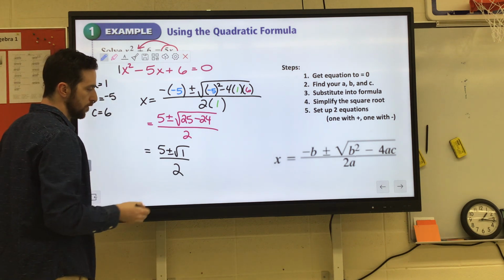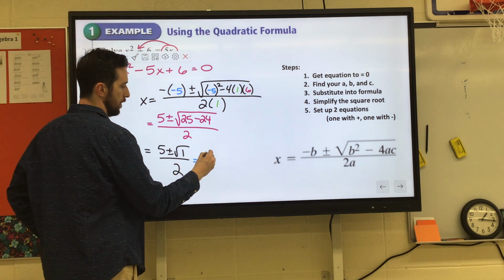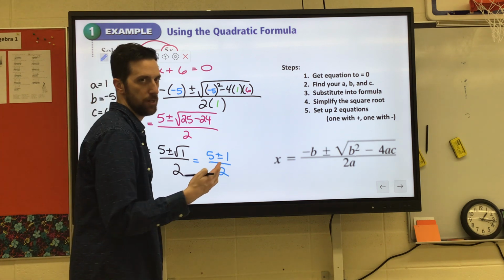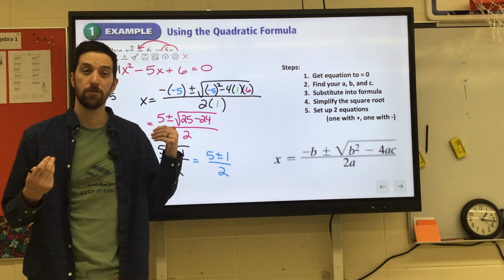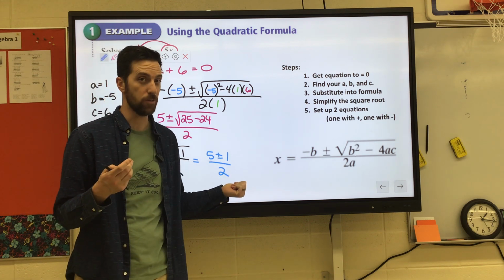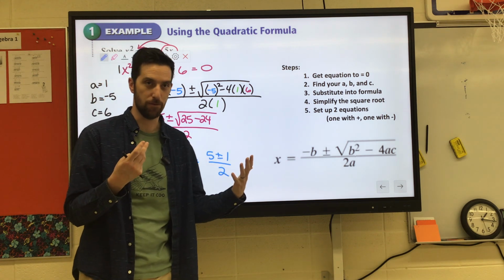And then we take the square root of 1, and that's 1. 5 plus or minus 1 over 2. Now why the plus or minus? Because remember, square root of 1 could be positive 1. It could also be negative 1. So that plus or minus handles both of those.